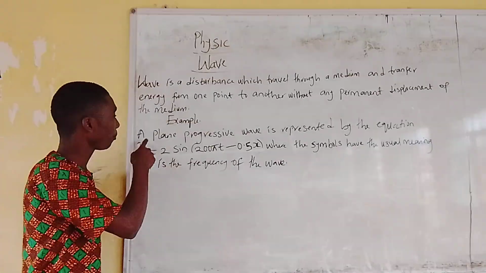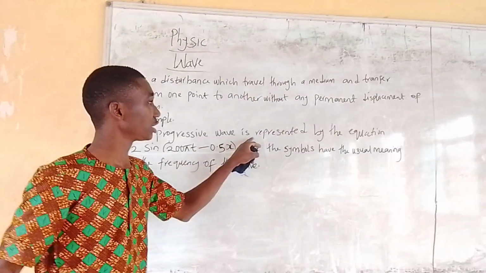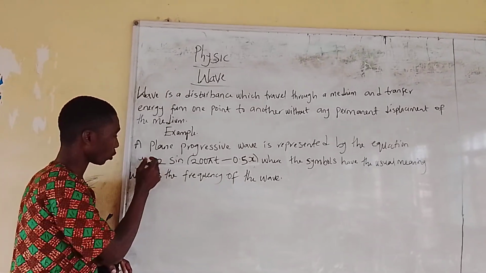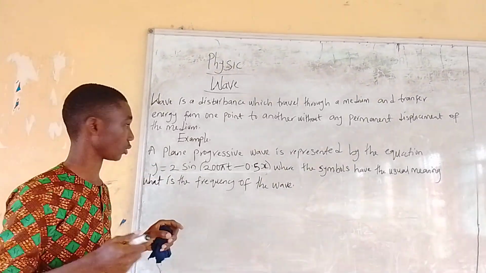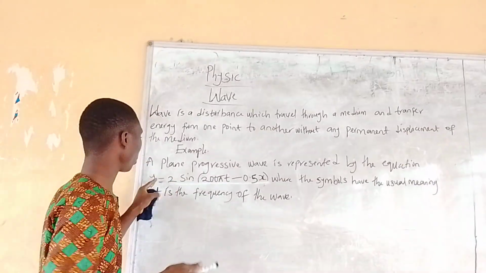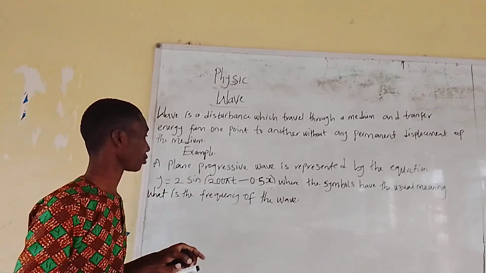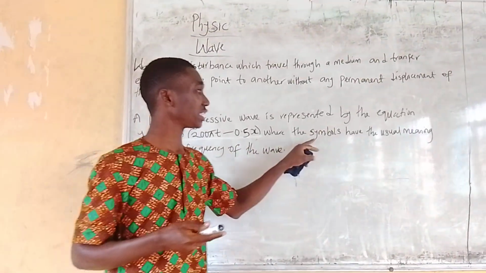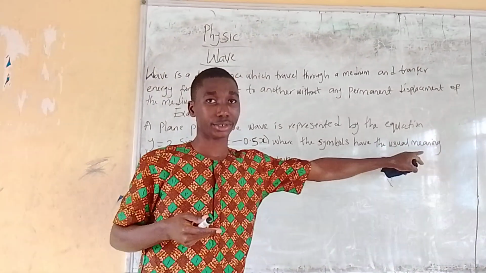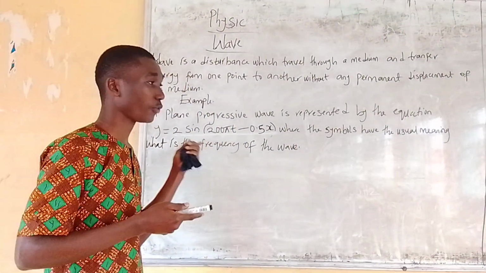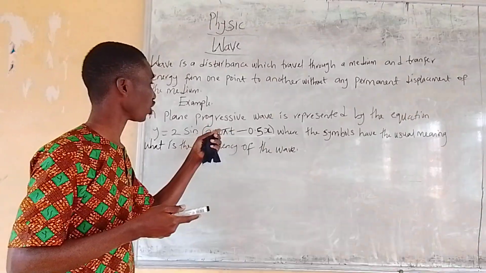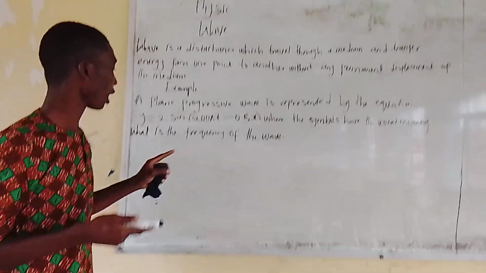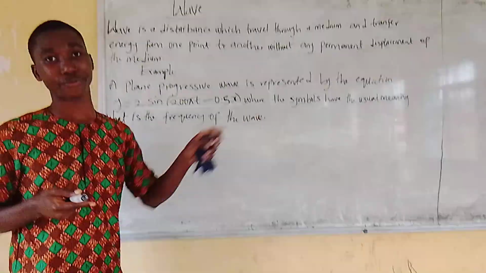That example is: a plane progressive wave is represented by the equation. It's called an equation because of this equality sign. Represented by this equation, y equals 2 sine (200 pi t minus 0.5x), where the symbols have their usual meaning. It means that we have frequency, we also have time, we also have pi. We have to find the frequency of the wave.